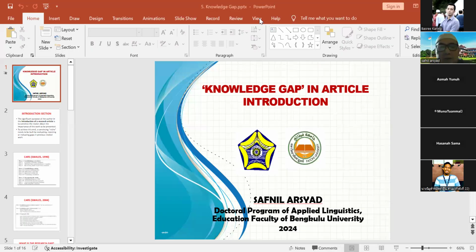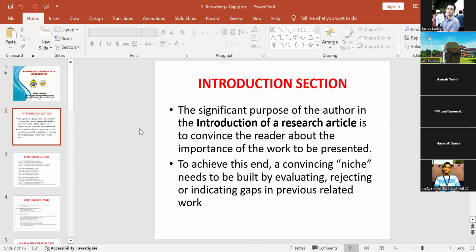Okay, today, Assalamualaikum warahmatullahi wabarakatuh. We are going to talk about knowledge gap in article introduction. Knowledge gap is very important. It is also called niche or information gap. We are going to do research because there is some very important information not found in the literature. There is information which is not discussed yet by other people in previous studies.